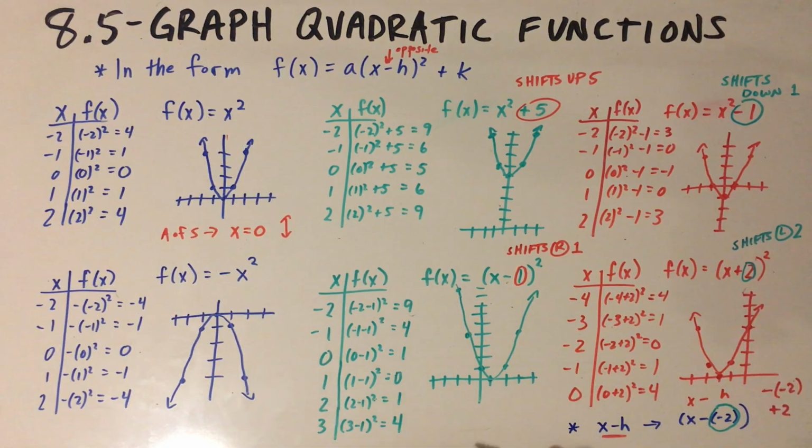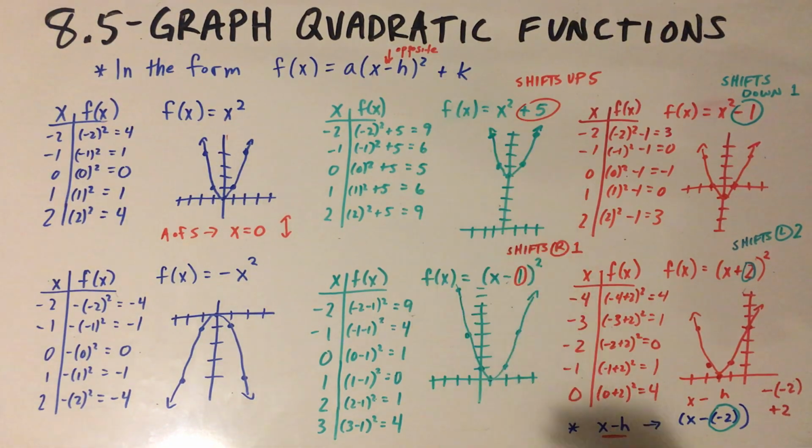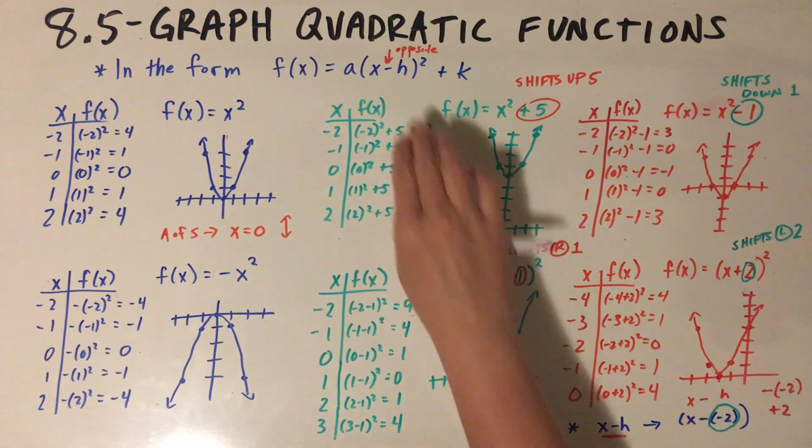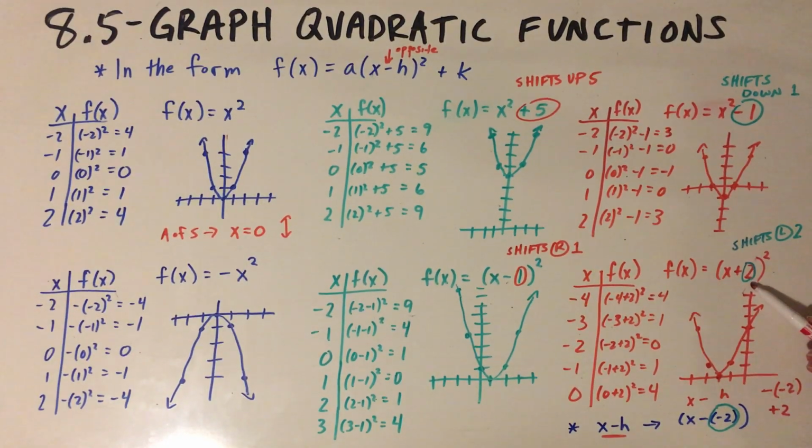So again, a lot of people really can get hung up here on these shifts, but if you remember, k is positive, so it does what you would think. Positive up, negative down. But h is the opposite of what you think. So here, it's going to shift right, and here, it's going to shift left. Okay, so if I had x plus 9, then it would shift it left 9 units. All right, so that is what h does.